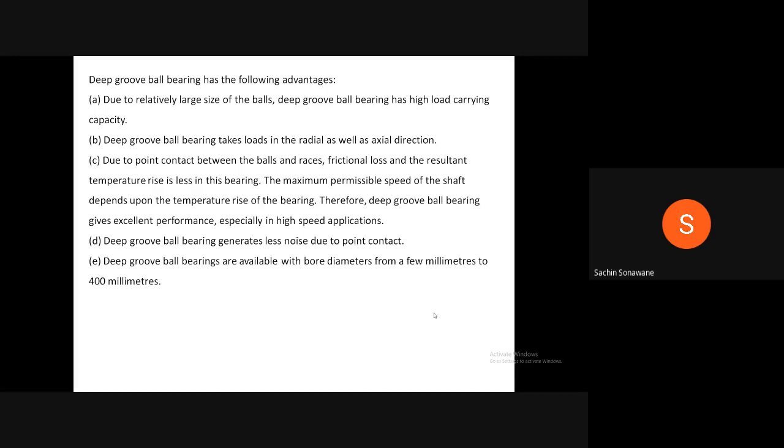Due to point contact between the balls and races, friction loss and the resultant temperature rise is less in this bearing. The maximum permissible speed of the shaft depends upon the temperature rise of the bearing. Therefore, deep groove ball bearing gives excellent performance, especially in high speed applications. Deep groove ball bearing generates less noise due to point contact. Deep groove ball bearings are available with bore diameters from a few millimeters to 400 millimeters.